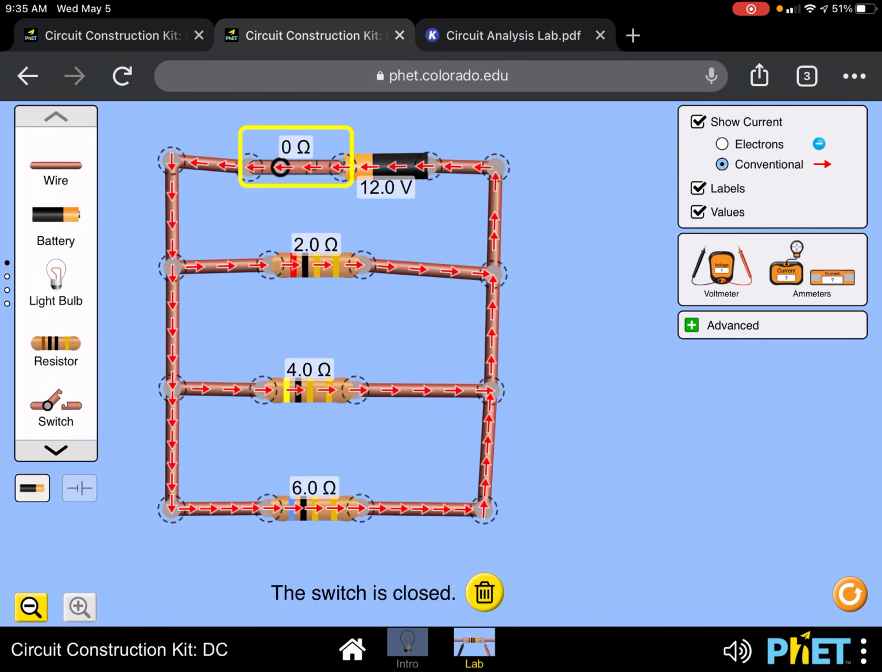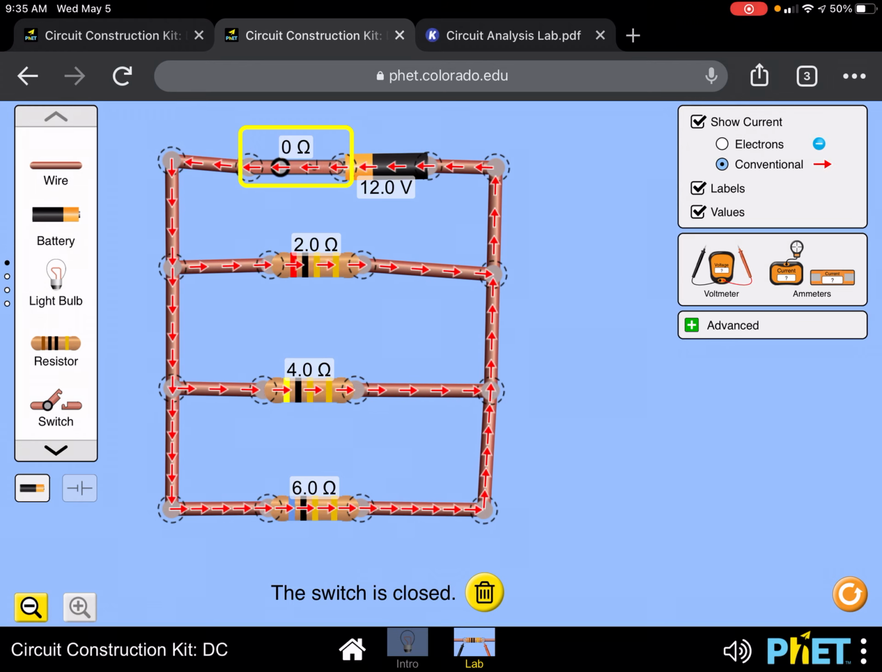But you can also see when that total current splits up, it's going to go fastest through the lowest resistor. So this is the rule of thumb to live by. Current follows the path of least resistance. So you can see the 2 ohm resistor has the fastest current. The 6 ohm resistor has the slowest current. The highest resistor has the lowest current. The lowest resistor has the highest current.